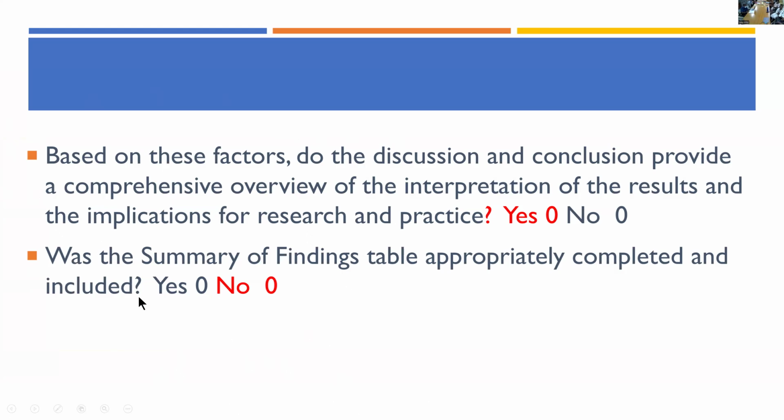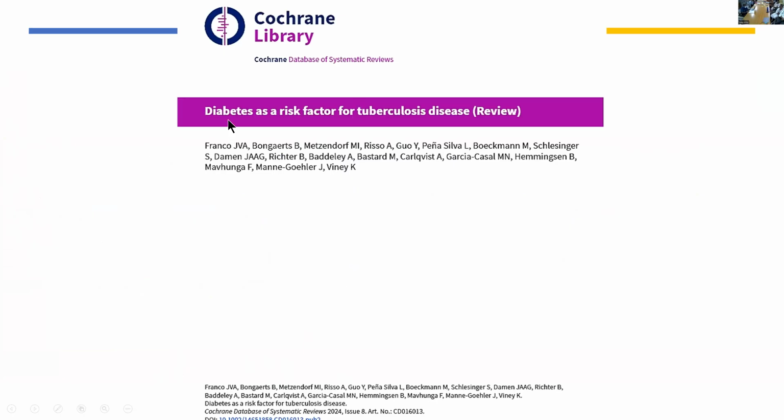Was a summary of findings table completed and included? Sadly, they didn't have a summary of findings table. So I'm just going to show you. This is an article published in March 2024 in Cochrane. Diabetes as a risk factor for tuberculosis. In other words, I have diabetes today, and I'm following up to see whether you get tuberculosis.